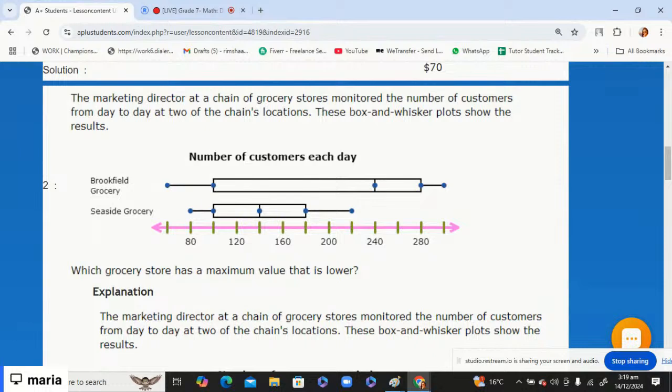The marketing director at the chain of grocery stores monitored the number of customers from day to day at two of the chain locations. These box and whisker plots show the results. Brookfield Grocery and Seaside Grocery. Okay, Brookfield Grocery is from 90 to 200 and 280. It also breaks on the 240 as well. But for the Seaside Grocery it is from 80 to 200 and 240. It means the 220.